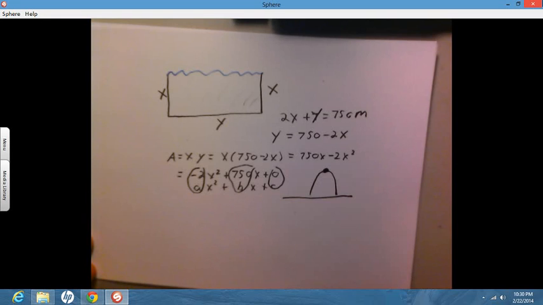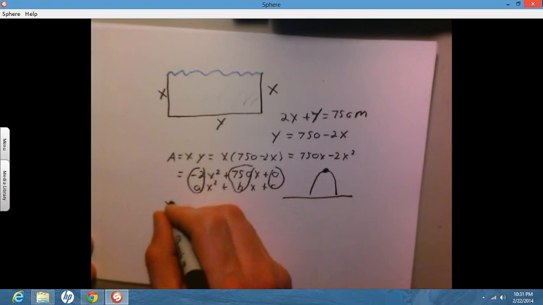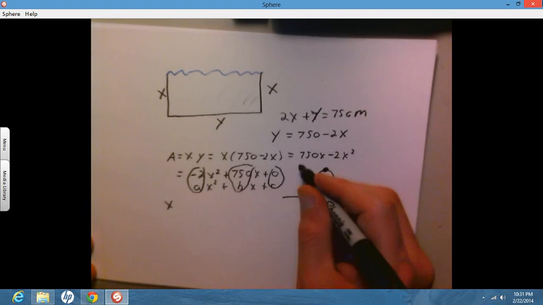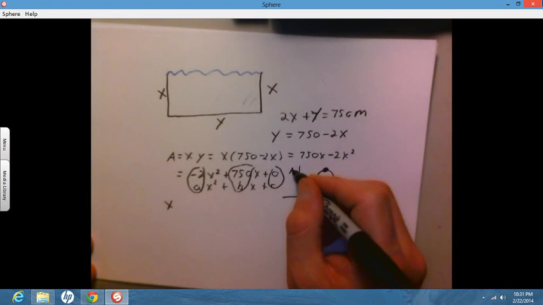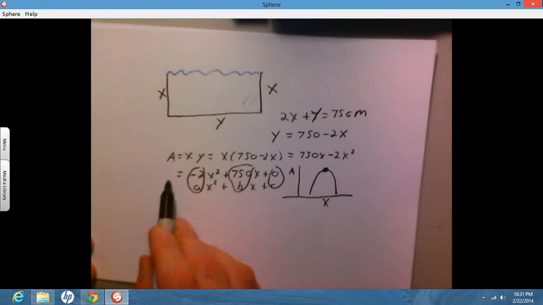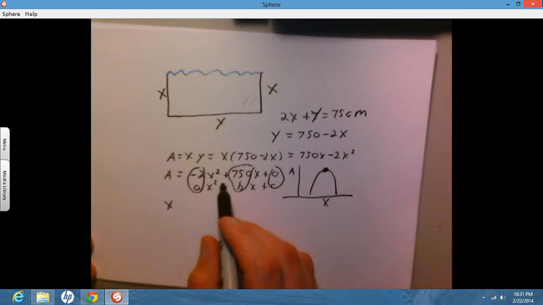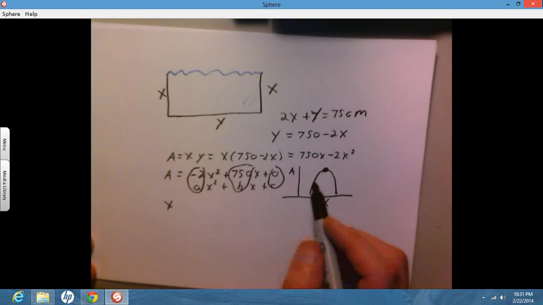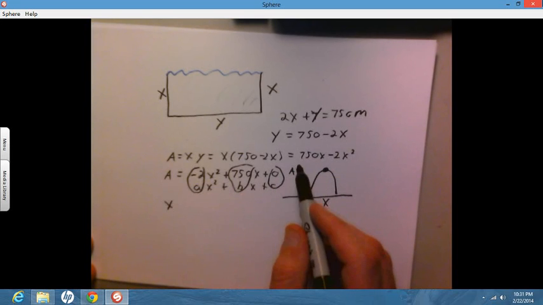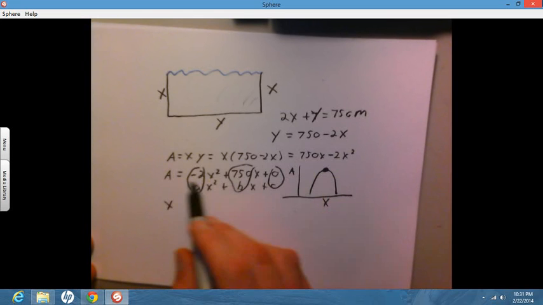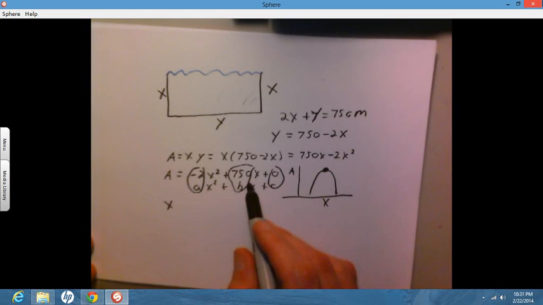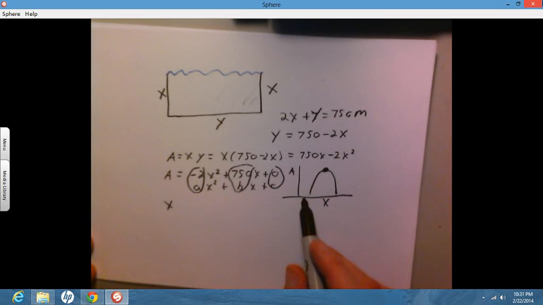And it's going to be right here. So the value of that is actually the vertex. And remember that the x-coordinate for the vertex, and of course this would be x, and this would be the a-axis, right? Because a is a function of x. So a is equal to negative 2x squared plus 750x plus 0. On the vertical axis, it's usually y, but in this case it's a, because a is a function of x. And on the horizontal axis is the x, because x is the independent variable here.